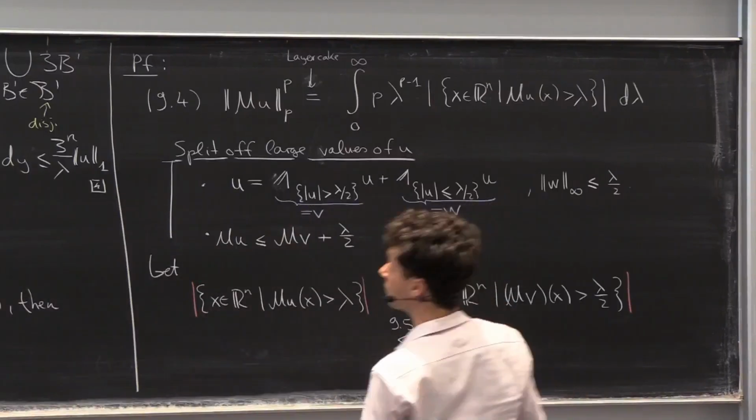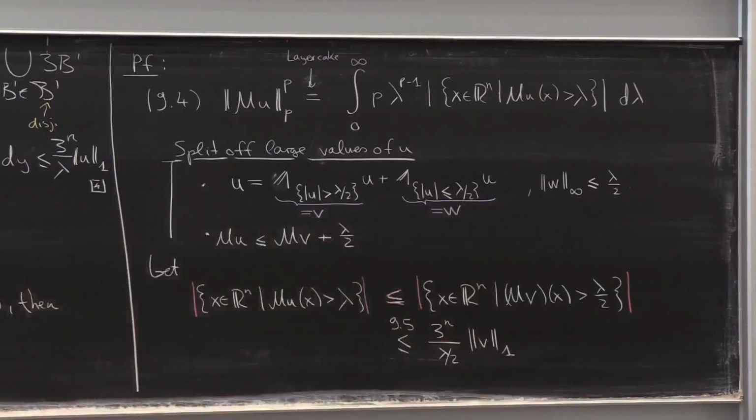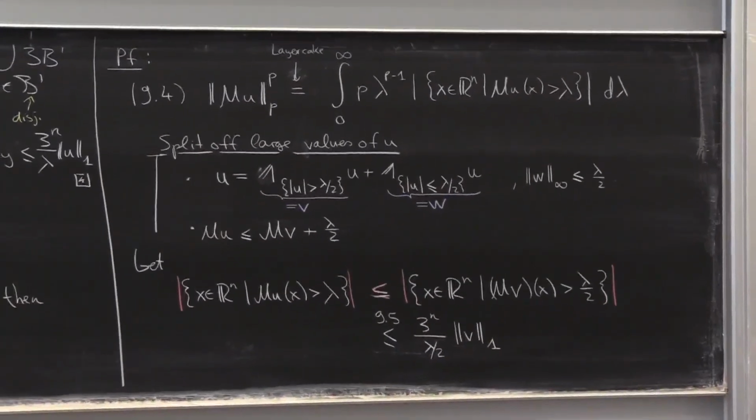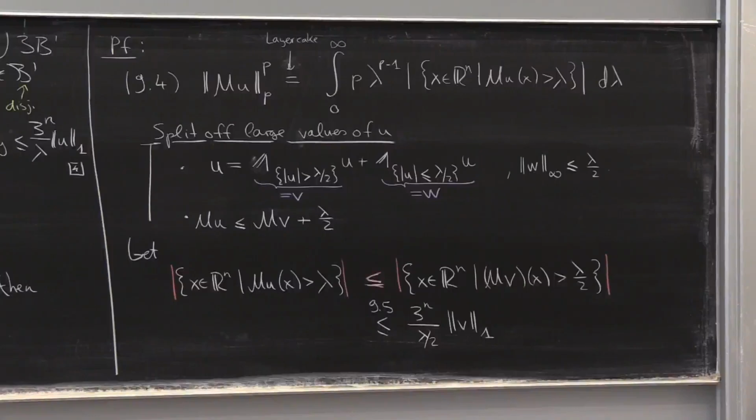Now, where do we go on? Maybe do a nonlinear version of the lecture and continue here. So 9.4.